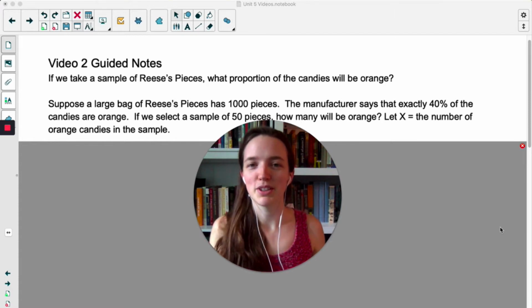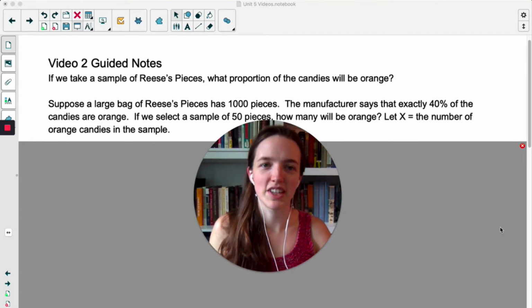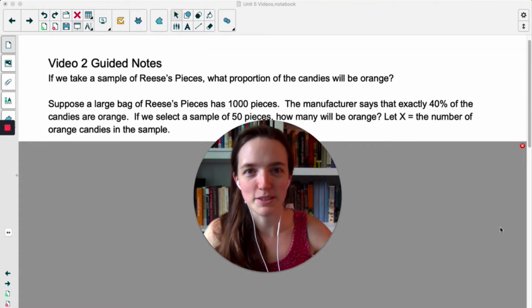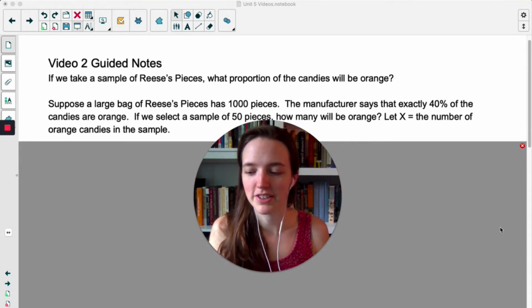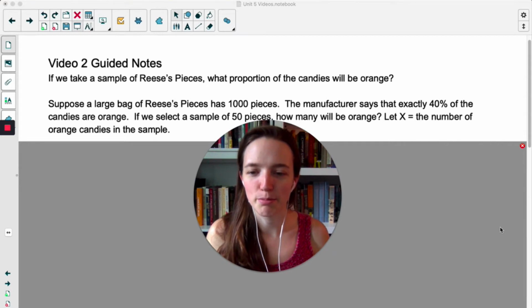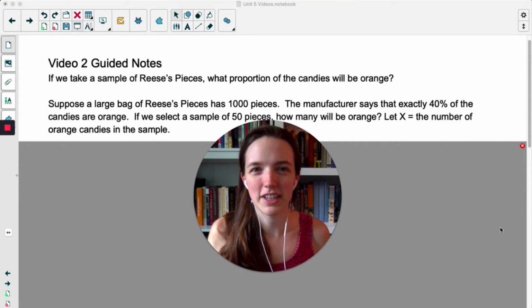Okay, we take a sample of Reese's Pieces. What proportion of the candies will be orange? If you haven't had Reese's Pieces, you're probably very confused by my sarcastic public service announcement. I think they're brown, yellow, and orange. They're like M&Ms, but they have peanut butter in them.